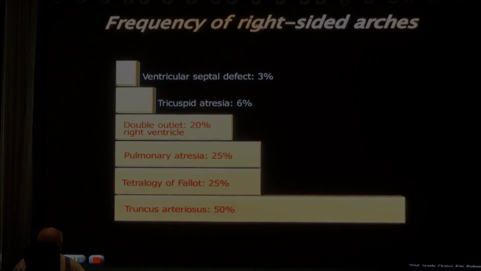If you look at right-sided aortic arch, truncus arteriosus 50%, tetralogy of Fallot 25%, pulmonary atresia and all that, right ventricle 20%. These are all conotruncal anomalies. So if you see a right-sided aortic arch, always think of conotruncal anomalies.